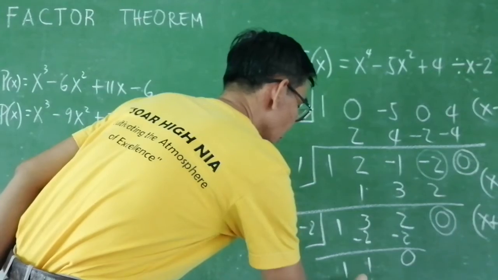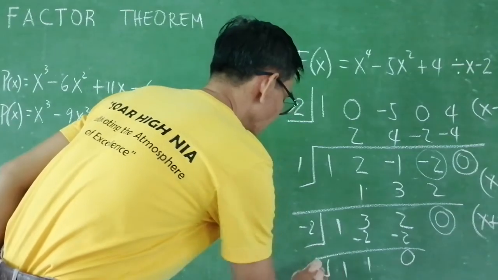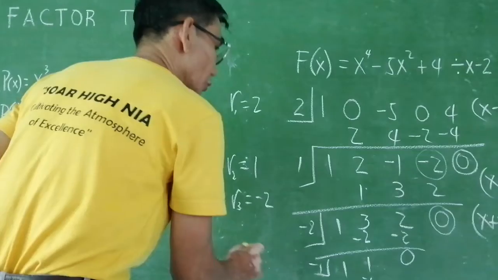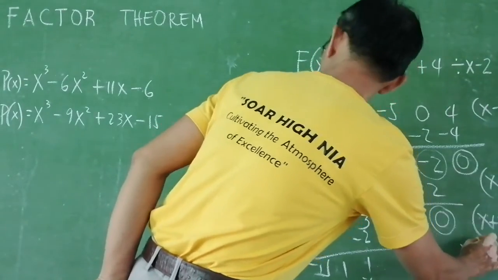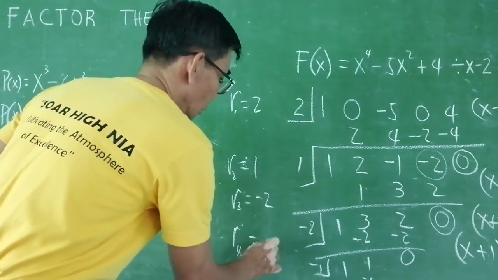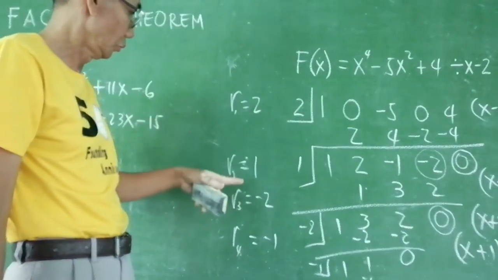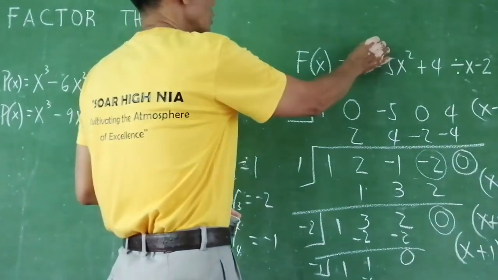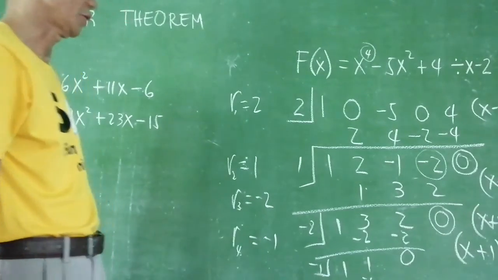Actually, this is already x plus 1. So if you continue synthetic division, negative 1 is possible. So bring down 1, and with negative 1 that will be 0. So you can take x plus 1 as a factor, and root 4 is negative 1. So you produce 4 roots: 2, 1, negative 2, and negative 1. And since this is quartic, there must be 4 roots in that case.